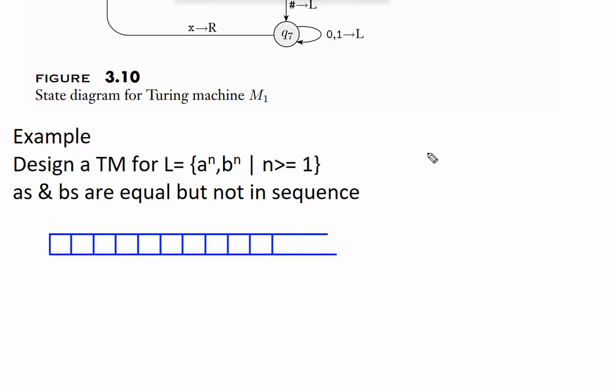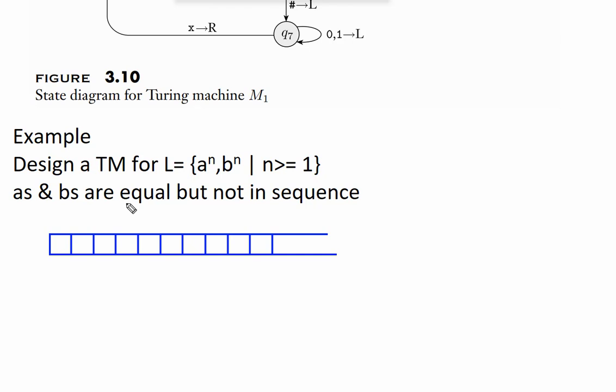So let's look at an example of a Turing machine. In this example, you are to design a Turing machine that will accept the language a to the power n, b to the power n, where n is greater than or equal to 1.